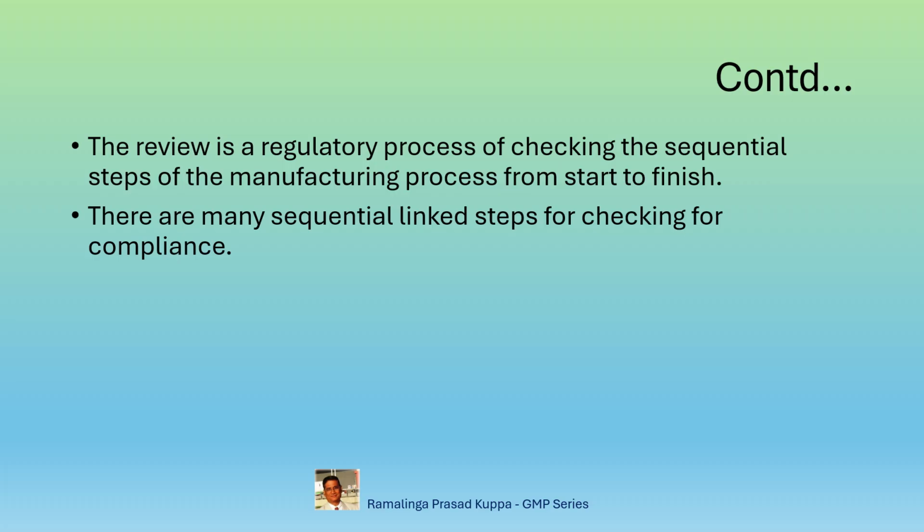There are many sequential linked steps for checking for compliance. Any in-process control evidence should be obtained before going to the next step. Examples include controls like reaction completion test reported by QC; then the next stage should be taken up. Unloading of dry material from a dryer should be done only after the QC releases the LOD or Karl Fischer result to permit unloading of the dry material.